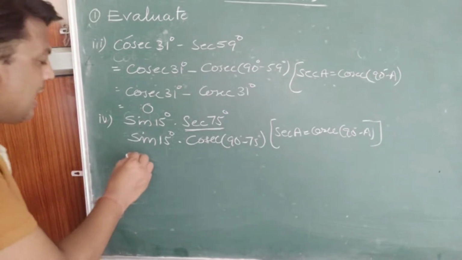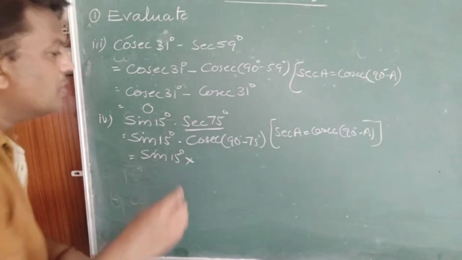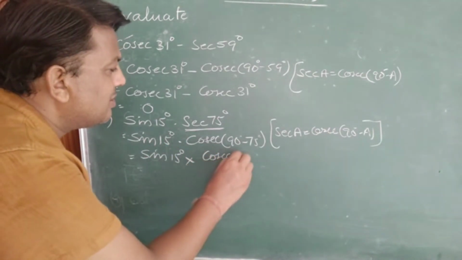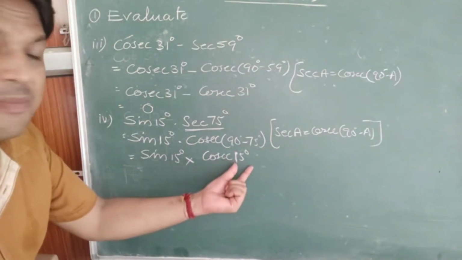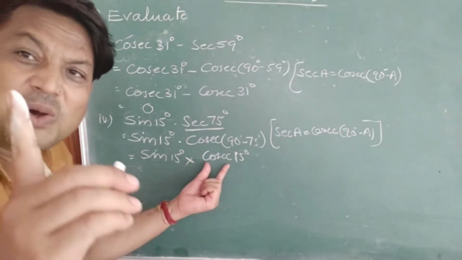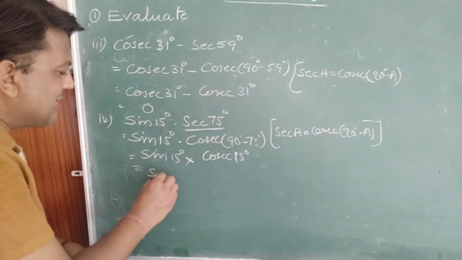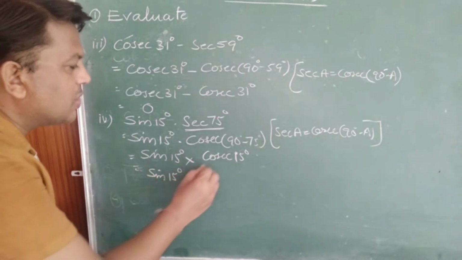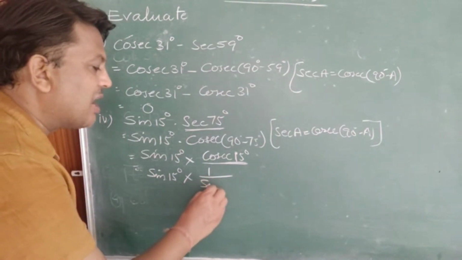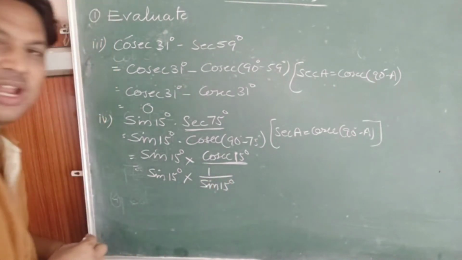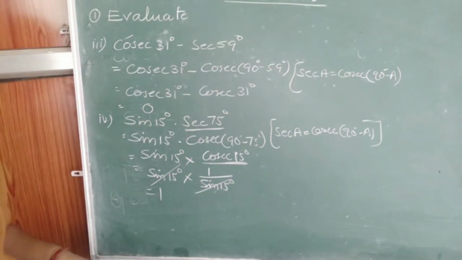So, as it is, we have sin 15 degree into cosec 90 minus 75, which is 15. We got the angle same, but it is a sine and a cosec. We know that sine and cosec are inversely related. So in place of cosec theta we can write 1 by sine theta. So sine 15 into 1 by sine 15 cancels. You will get 1.